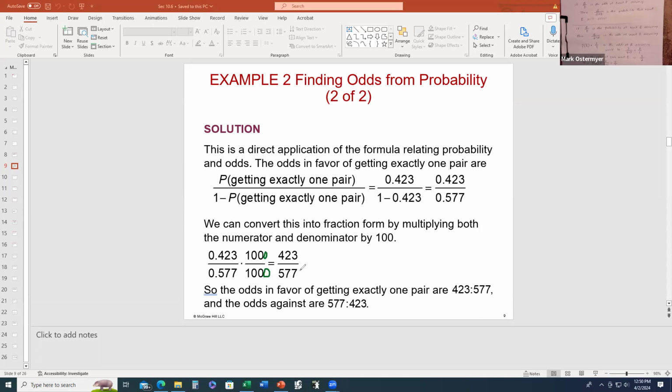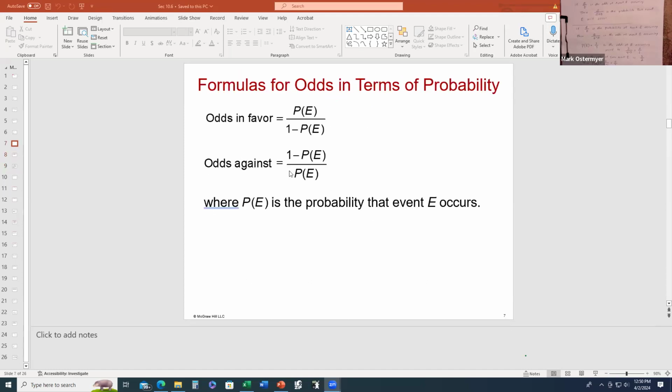So the odds against getting exactly one pair on a five-card poker hand would be 577 over 423, or 577 to 423. Do we understand what's going on here? The way they did this problem is they're tapping into this formula right here.